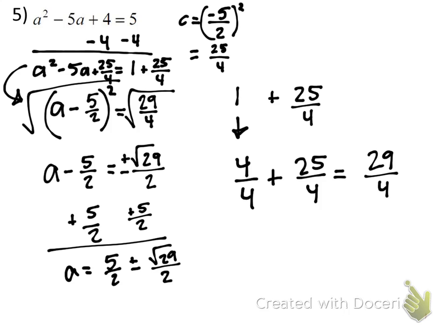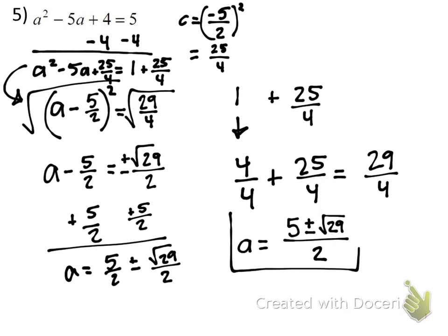Now I got a question for you. Are my denominators the same here? Yes. So let's put them all over one denominator. So your answer is going to be a is equal to 5 plus or minus rad 29 over 2. This is your final answer. This is a legitimate Algebra 2 problem that you should be able to do. Doesn't this look like the quadratic formula to you? One of the answers you could get? x is equal to negative b plus or minus the square root of b squared minus 4ac over 2a.